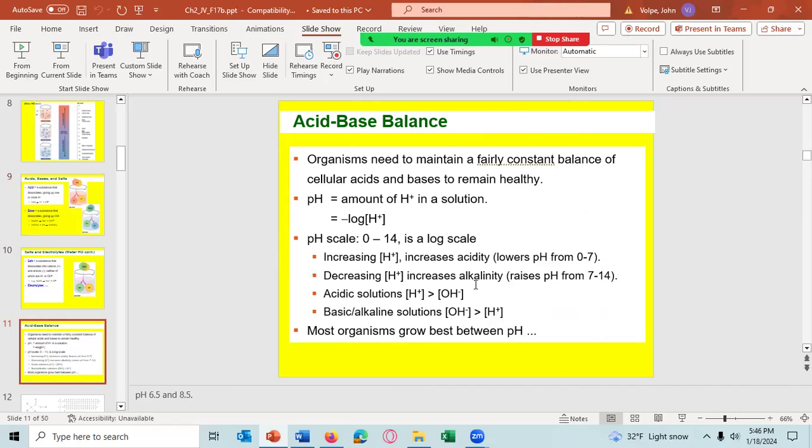All right, the pH is a measure of the hydrogen ions in solution. The pH is equal to the negative log of the hydrogen ion concentration. A log is just a scale. The pH scale runs between 0 and 14 on a log scale, pH 7 being neutral.